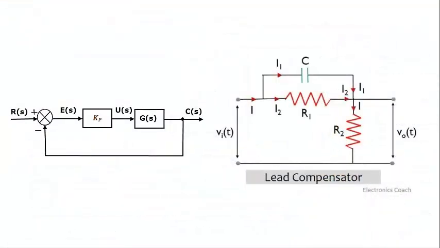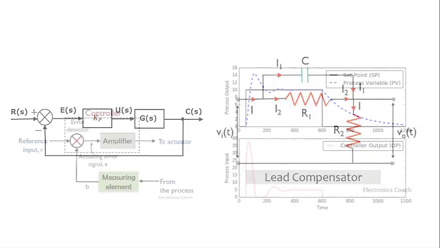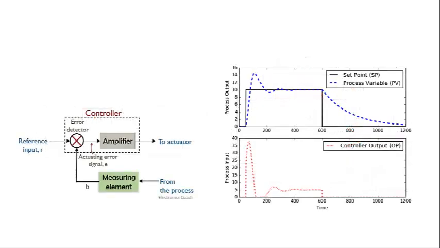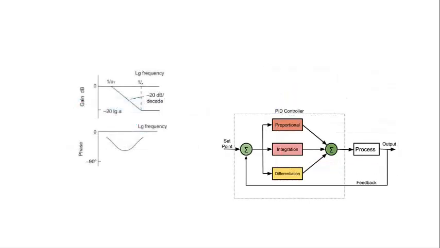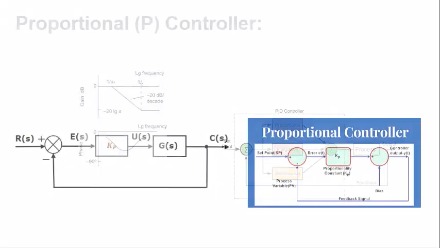In control systems, there are several types of controllers that are used to regulate and manipulate the behavior of a system to achieve desired performance or stability. The choice of controller type depends on the specific application and the characteristics of the system being controlled. Here are some common types of controllers.